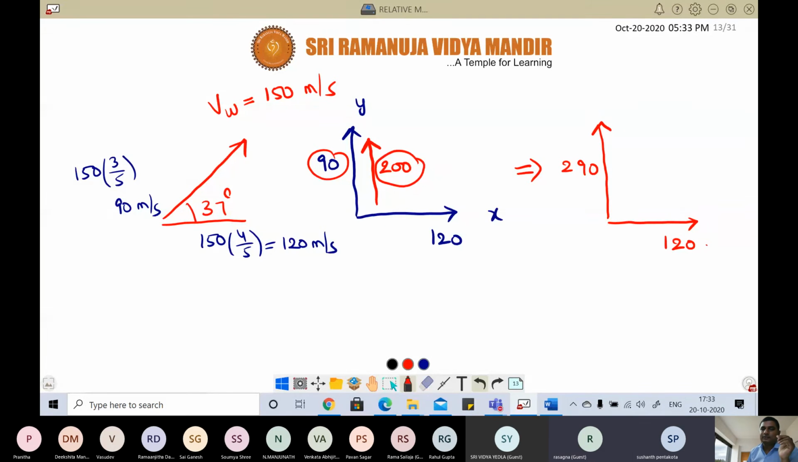So this is called, now if you complete the parallelogram here, like this.